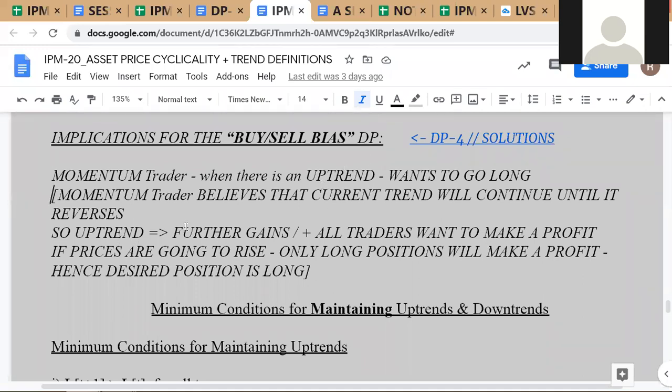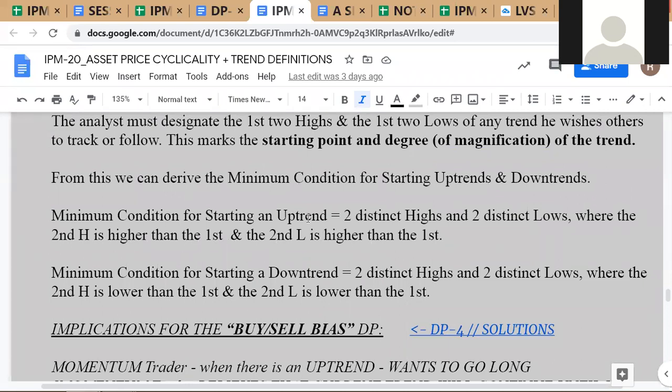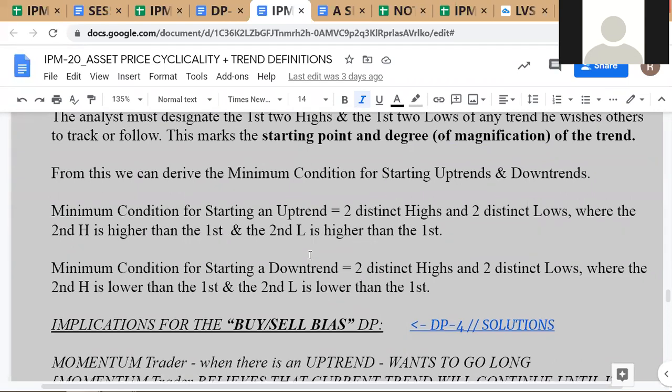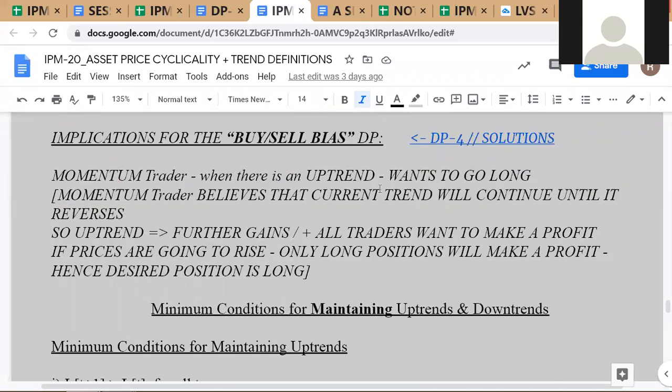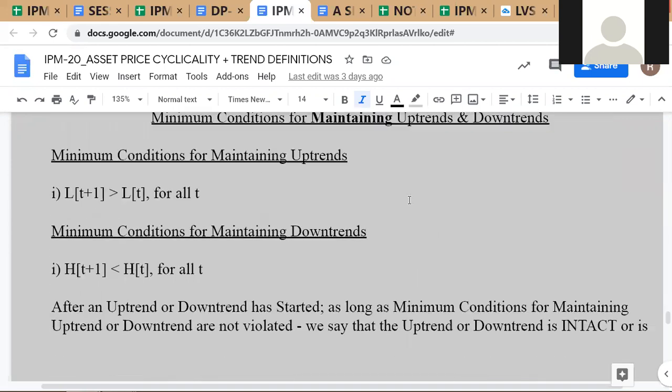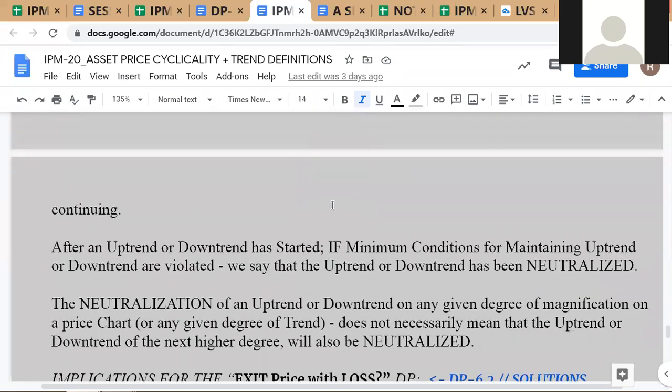How a momentum trader may be able to solve the problem of DP4 using the basic ideas of starting and maintaining uptrends. So you look at the starting uptrend condition, 2 highs, 2 lows, following this pattern. And with that itself, assuming that you're a momentum trader, you can immediately solve the buy-sell decision problem. That's one thing we discussed. And then when you look at the conditions for maintaining uptrends and downtrends, we also discussed the idea of neutralization of a trend.